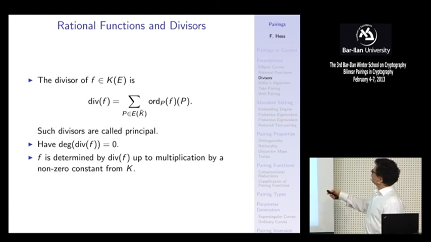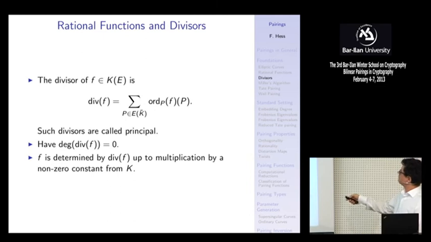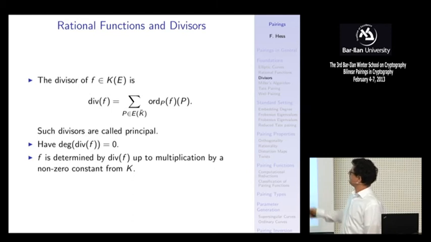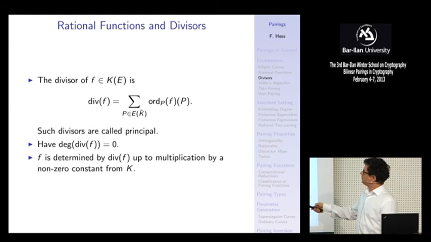Divisors of this form, which come from a function, are called principal. Divisors which come from a function are called principal. You might, for example, start with a divisor and ask yourself, is it a principal divisor or not? Then the question would be, can I find a function such that the divisor is equal to this? As it turns out, the degree of principal divisors is always 0, as many poles as zeros.